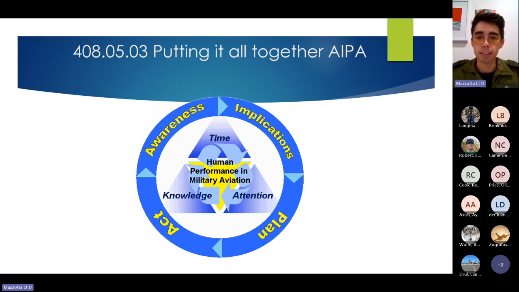So the APA model gives us three critical resources. It gives us a systematic approach to making effective decisions. And in reality, what's important here is that to know we must attend, and to attend we must have time. So the three critical resources interact with each stage of the decision-making process.